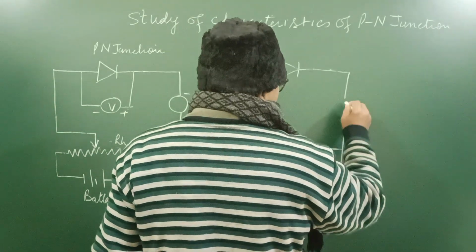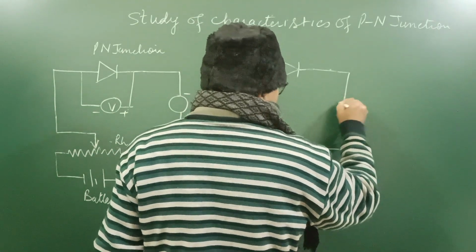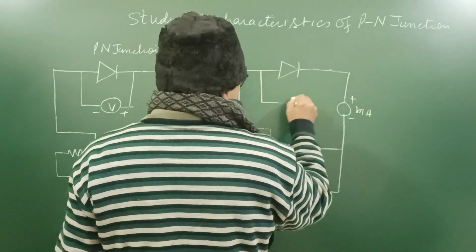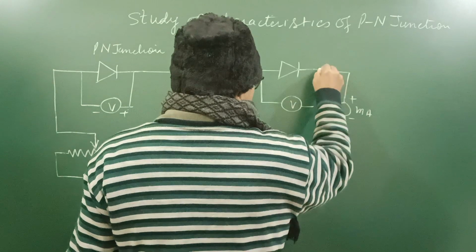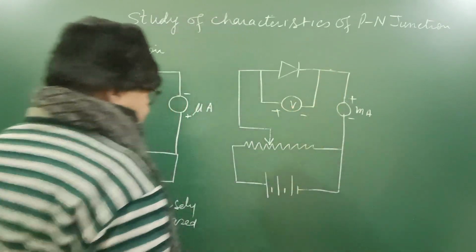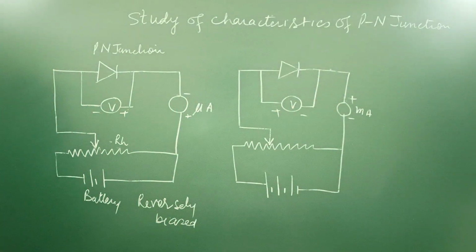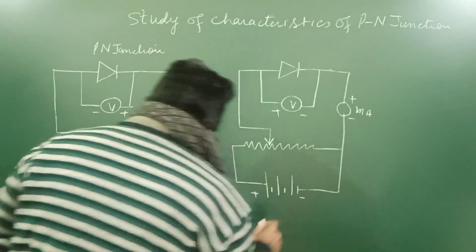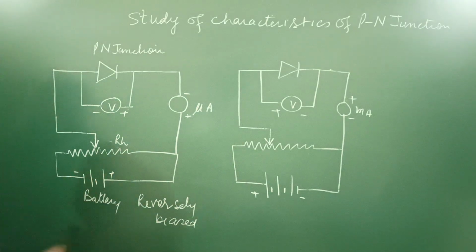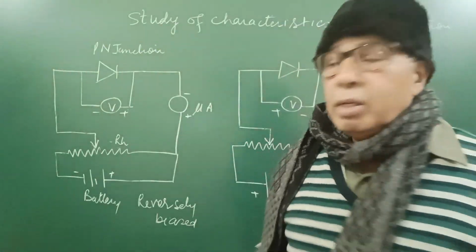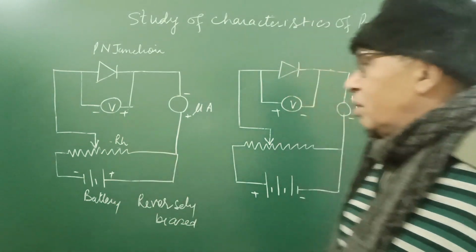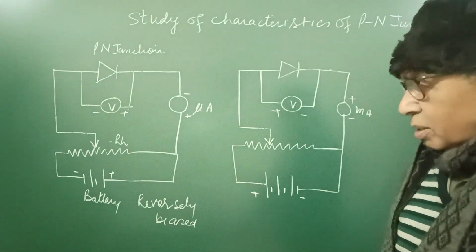Sorry. Here is milliammeter, plus minus, and voltmeter here, plus minus. This is a simple diagram which we use to, I write positive negative also, so you will not get confused. These are two circuit diagrams. Here we study reverse bias characteristic. It is forward bias characteristic.